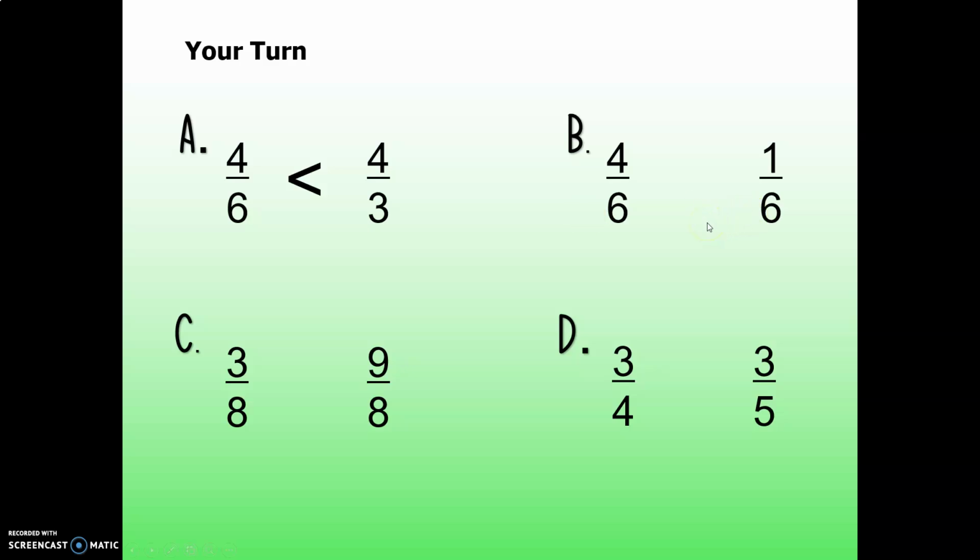Let's try this one, 4/6 and 1/6. Did you guess that 4 6-size pieces is greater than 1 6-size piece? Great job. 3/8 and 9/8. Take a minute to compare. I'm noticing that my denominators are the same. That's right, 3/8 is less than 9/8 because 3 8-size pieces is less than having 9 8-size pieces.